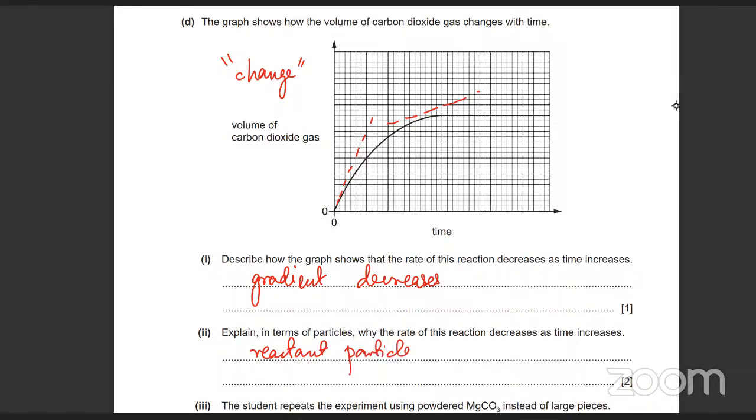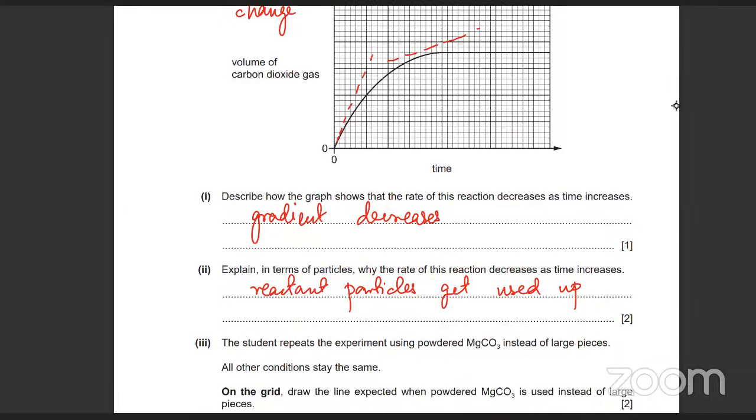Like if you burn a match, why does it stop burning? Because it got used up. I mean, nothing's left. So when the reactants get used up, you have fewer collisions.